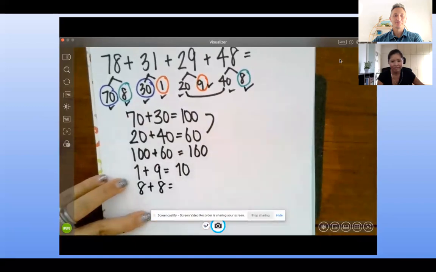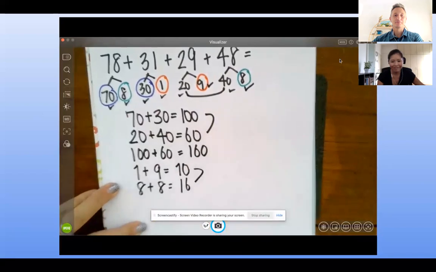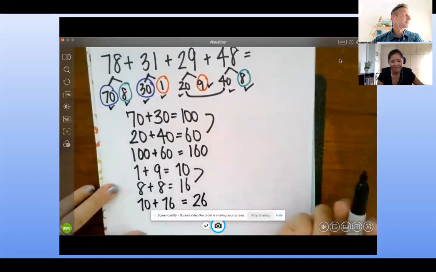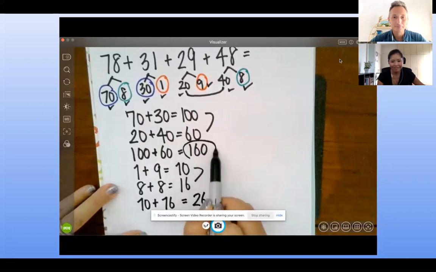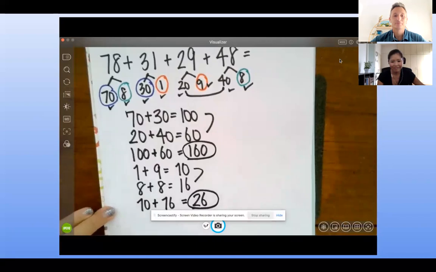8 and 8, boom, 16. I'm gonna add those together. So 10 plus 16, extra 10, 26. Now I have 160 and 26. Finally, I'm gonna add those together.